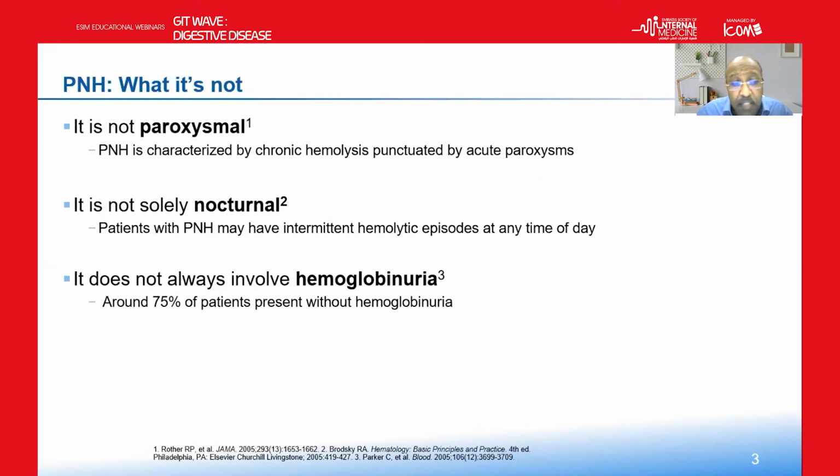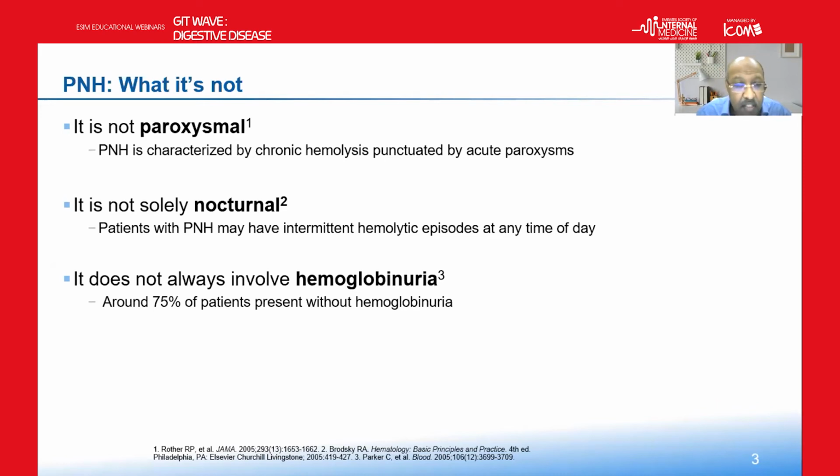So PNH is actually not paroxysmal. It's called paroxysmal nocturnal hemoglobinuria, but it is not paroxysmal. It is chronic. It's characterized by chronic hemolysis with exacerbations, acute paroxysms. It is not only nocturnal. The hemolysis can occur 24 hours a day. Patients with PNH may have intermittent hemolytic episodes at any time, and it is not only nocturnal.